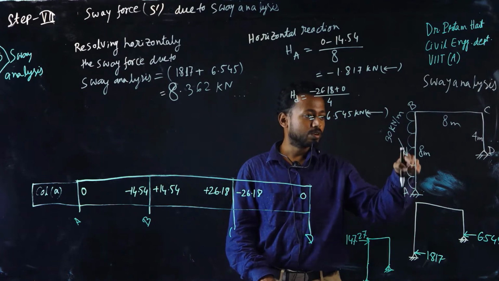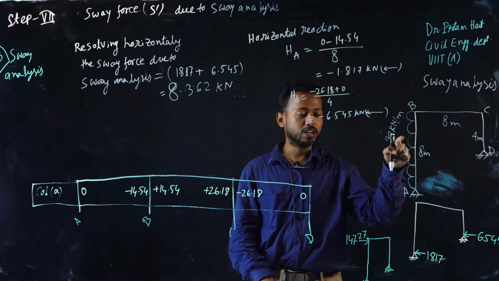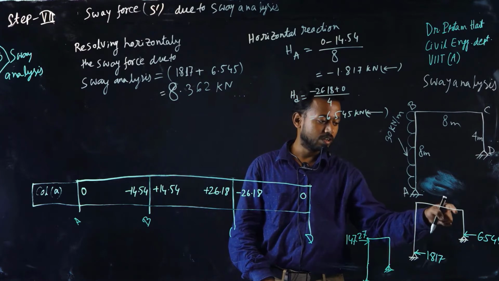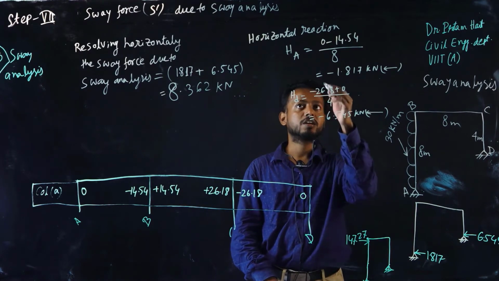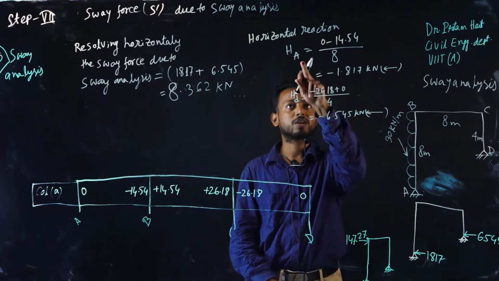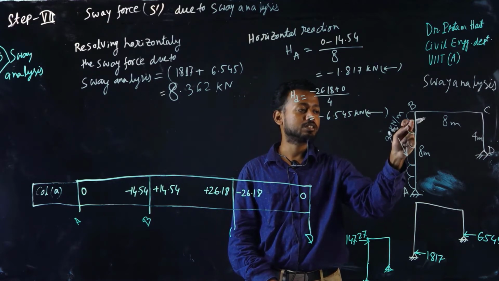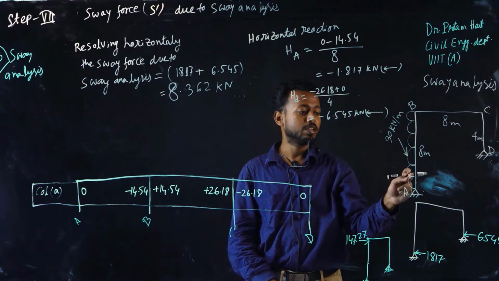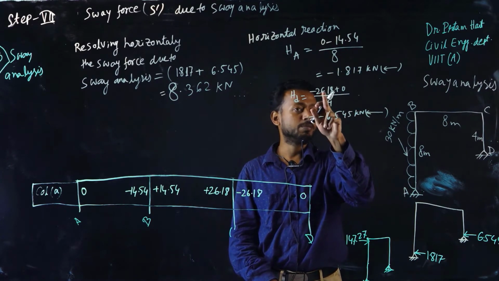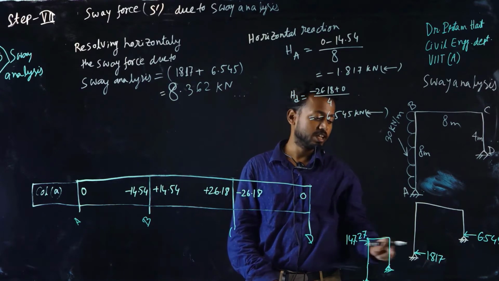So in this step you don't consider this external UDL in sway analysis. Separately you draw the frame, then whatever horizontal reactions you get you mark here. While calculating the horizontal reactions HA and HD, don't consider this external load. Simply add MAB plus MBA divided by height, and MCD plus MDC divided by height. In this way you calculate HA and HD and mark them here.